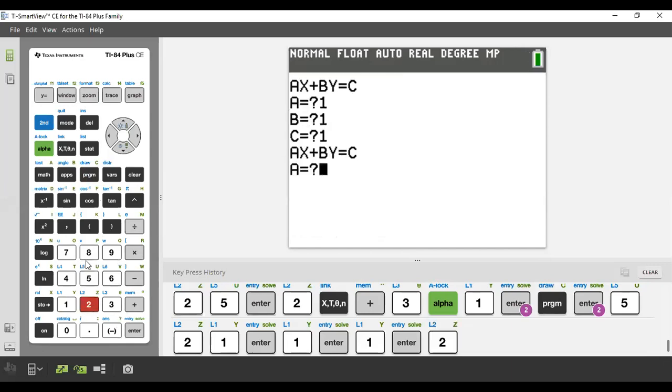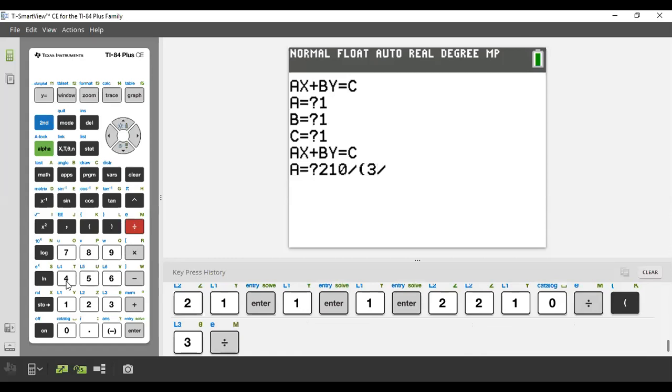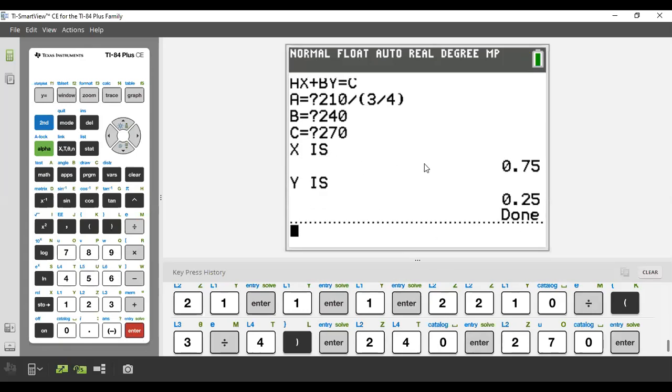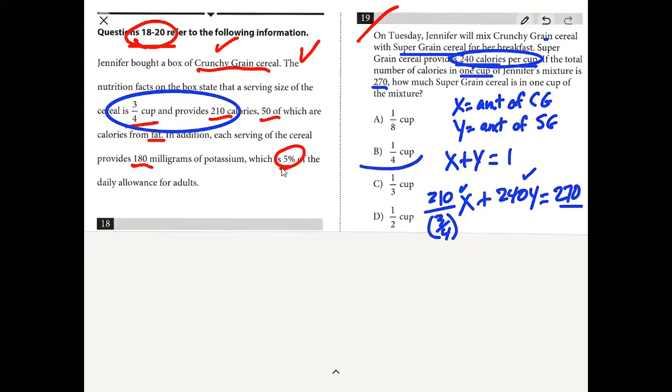Now this one is tricky, so let me watch how I do this. This is 210 divided by, and I'm going to use parentheses, 3/4. All right, so this gives me the unit rate for the crunchy grain per cup. And this is 240 for the super grain. And the total was 270. And I press enter. And it tells me that the crunchy grain is 75% of the cereal, and that the super grain is 25%, which is 1/4. So if I go back over to the test, the answer choice would be answer choice B.